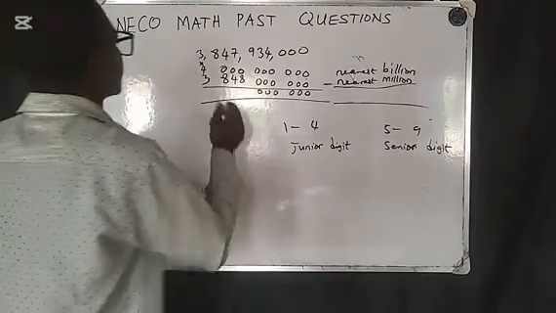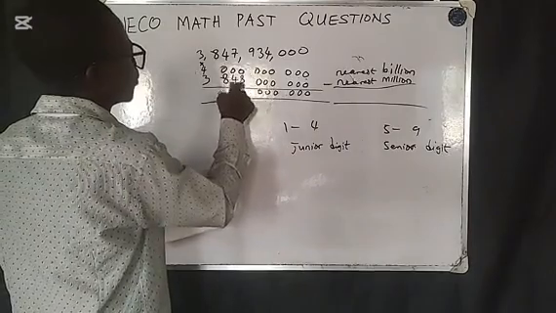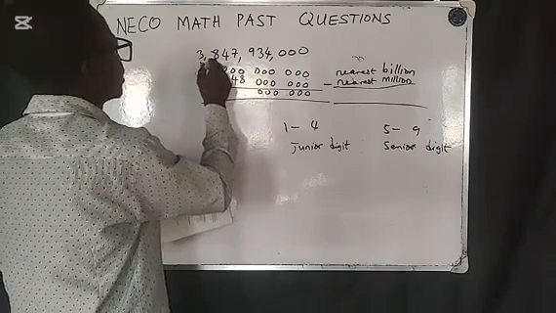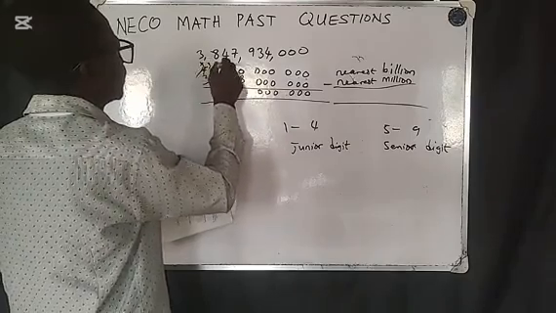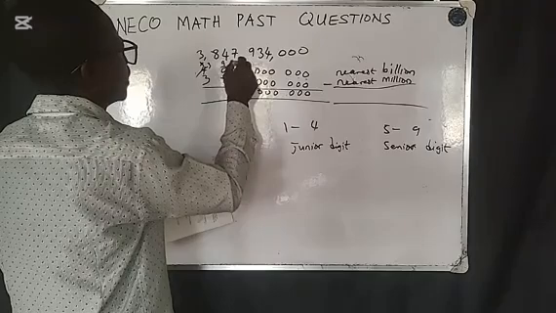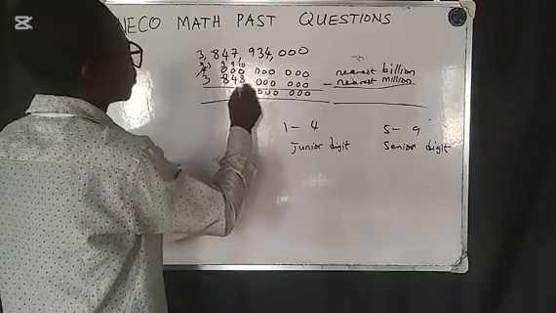Let's do subtraction. We want to remove 8 from 0, which is not possible. This one will become 3. This one is now 9. This one is 9. This one is 10. So 10 minus 8, that's 2.